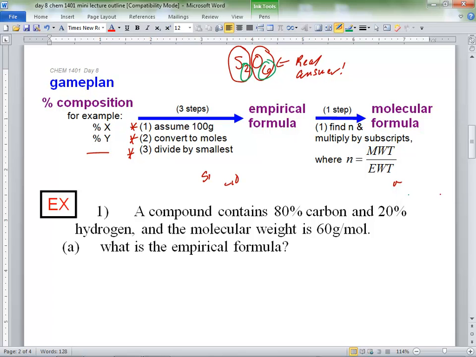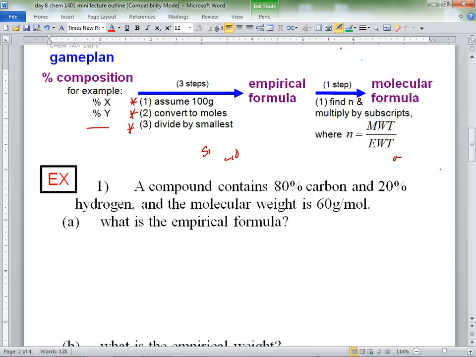Okay, let's try this together, this first one. So we're right here. A compound that's 80% carbon, 20% hydrogen. Molecular weight 60. So, Allison, what's the first thing I'm supposed to do here in this game plan? Assume 100 grams. So all the percents turn. I don't have 80% carbon, I have 80 grams of carbon. And I don't have 20% hydrogen, I have 20 grams of hydrogen.